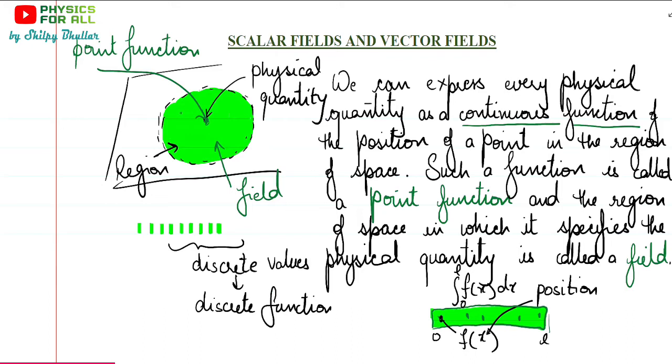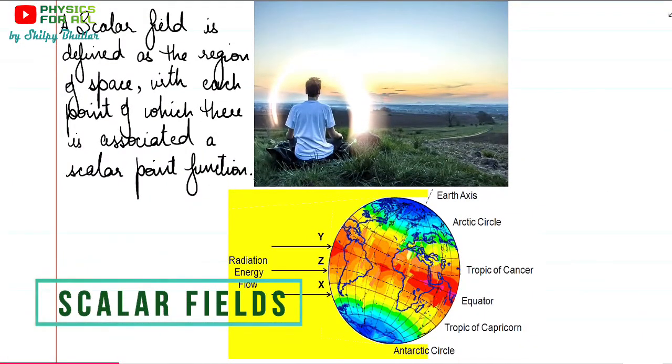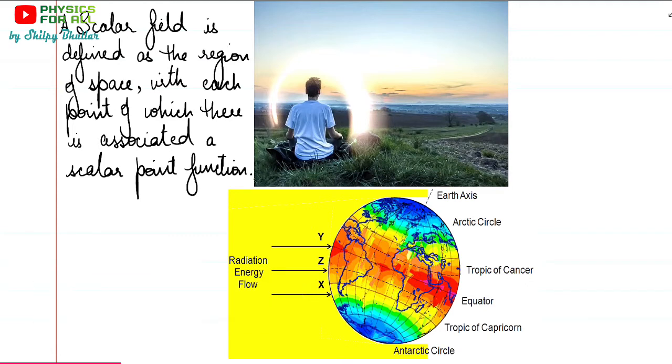Now there are two types of field. One is scalar field and the other is vector field. Let's talk about scalar field first. Simply, scalar field means the field around a scalar, and if we talk of vector field, then that is the field around a vector. This is the definition or understanding in a simpler way.